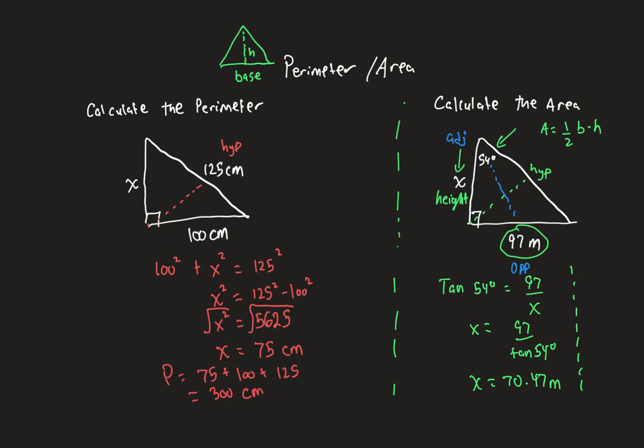With my x, I can now find my area. Area is base times height divided by 2, essentially. So I've got 97 times 70.47 divided by 2. And if I do that calculation correctly, you should get 3417.80 meters squared. Remember, it's meters squared because it's area. Make sure you're putting correct units.